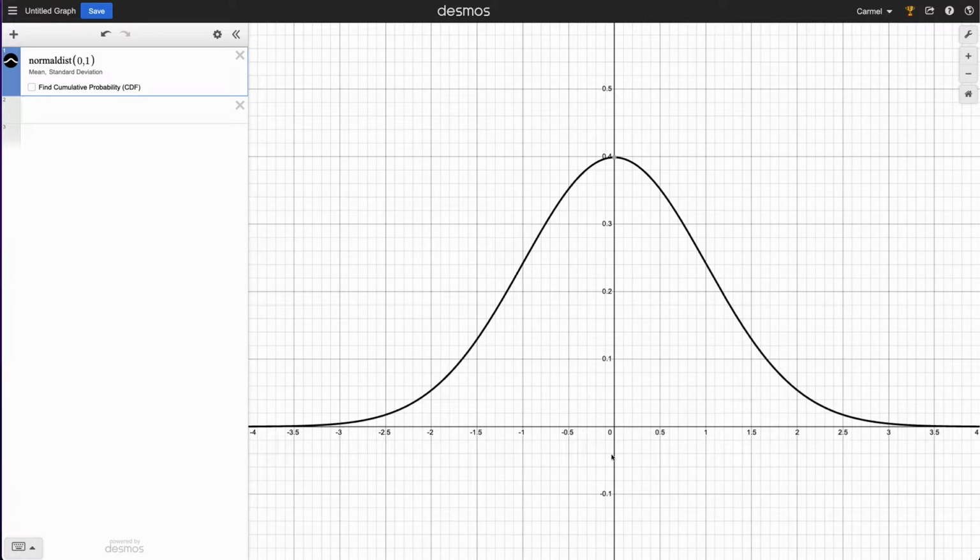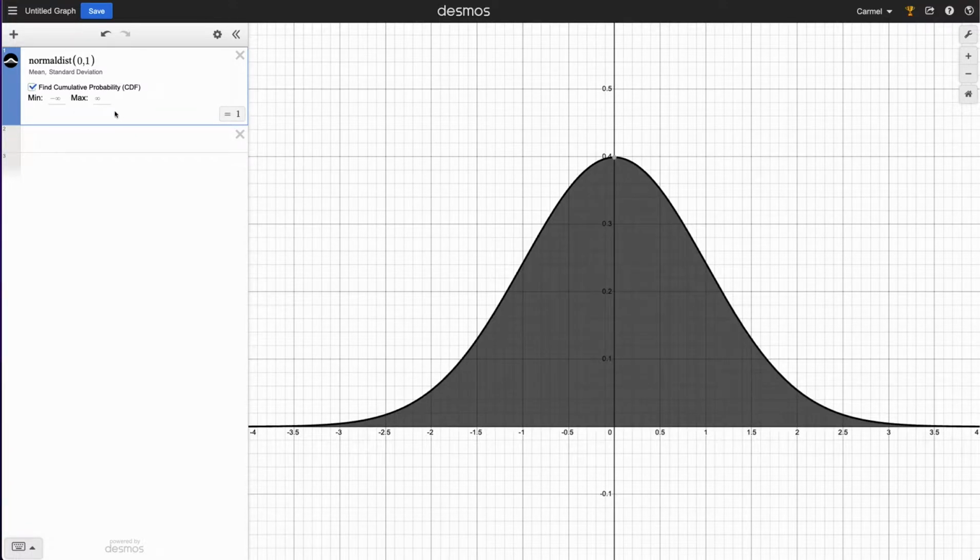So here the mean is 0, and the standard deviation is 1. 1, 2, 3, -1, -2, -3. And that's how much you should be seeing of the curve. If you click on CDF, which is the cumulative distribution function, you'll see a lower min and an upper max. And in this box right here, you're actually given the probability.